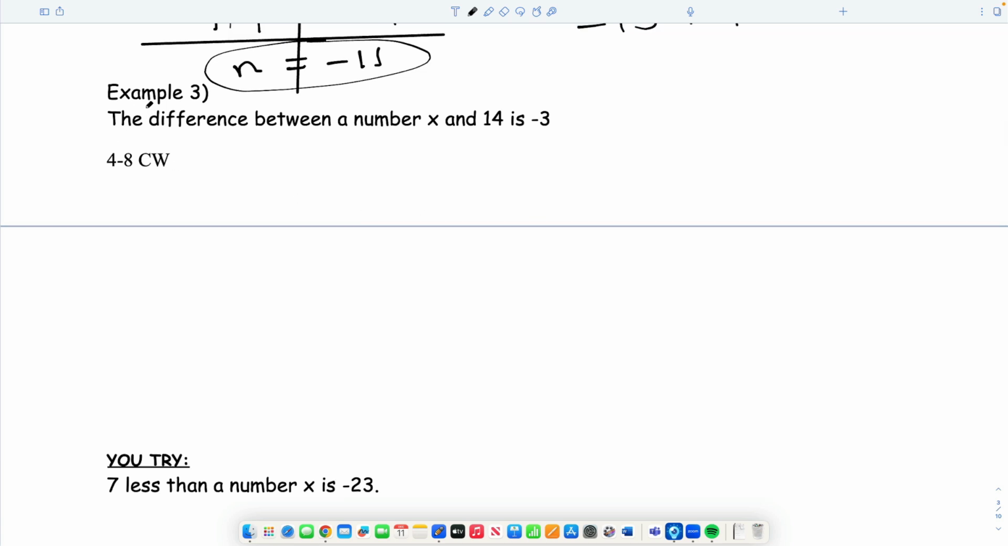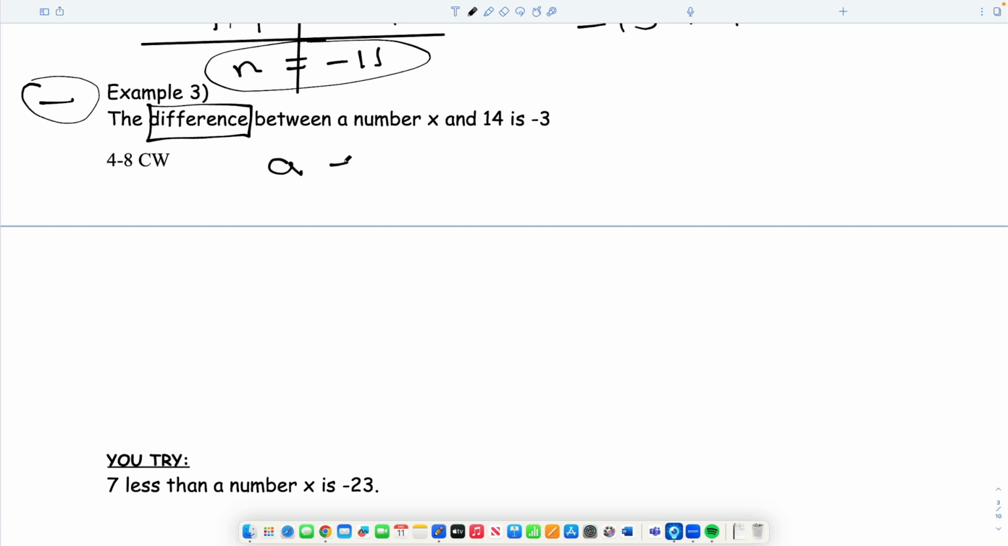Your last example before you try, Spencer, read it out loud. The difference between a number x and 14 is -3. What's the key word that you notice in this one, Aurora? And Aspen, is it add or subtract? If I have the difference as a key word, I'm not going to have to flip these. Here's why. If I have a box that is 8 donuts big and a box that is 4 donuts large, I'm just taking the difference between those. It'd be 8 minus 4. The difference is just going to go in order.